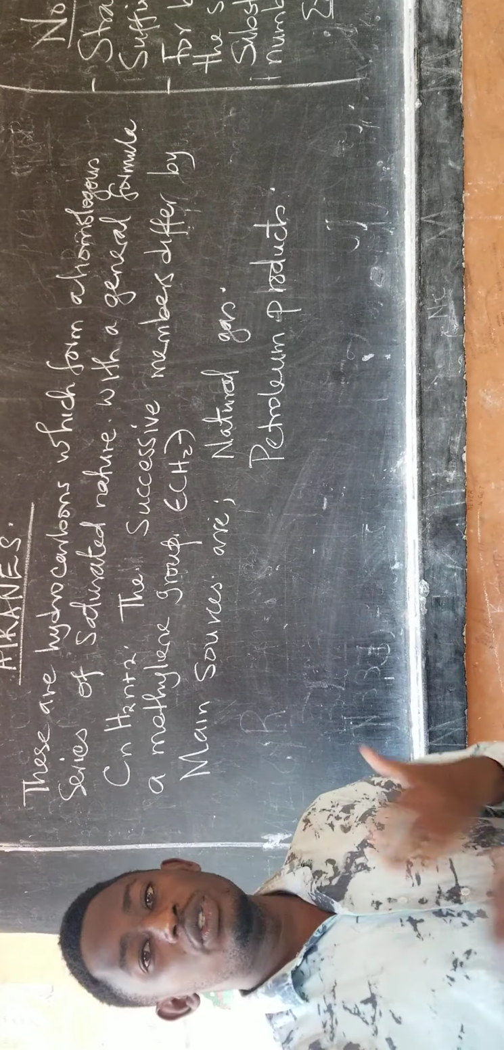The general formula is CnH2n+2, where n is an integer starting from 1 up to as many as you can go. Because of catenation, carbon is able to bond with itself, forming multiple compounds. And the compounds differ from each other by a methylene group, which we have called CH2.